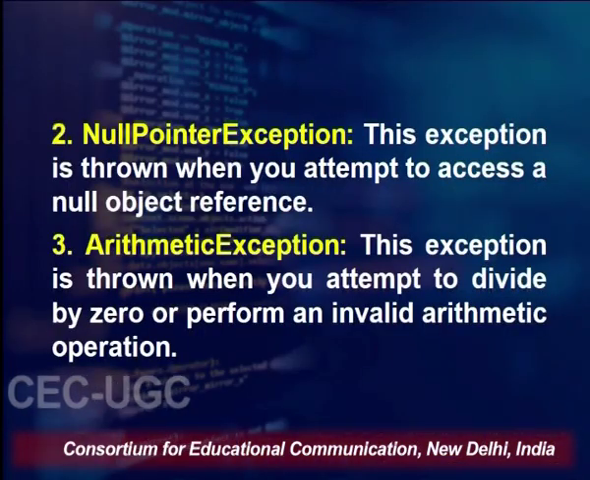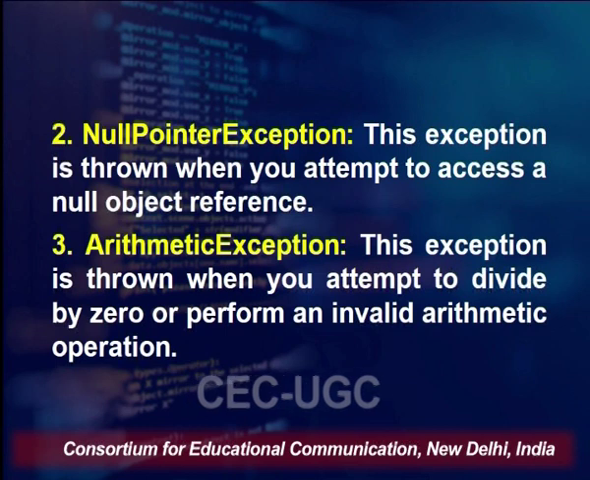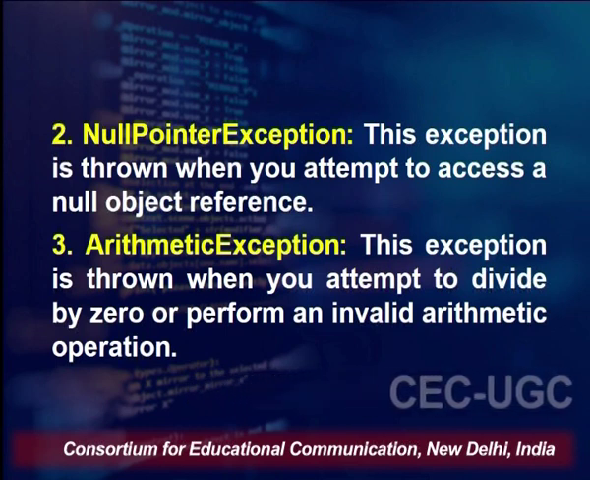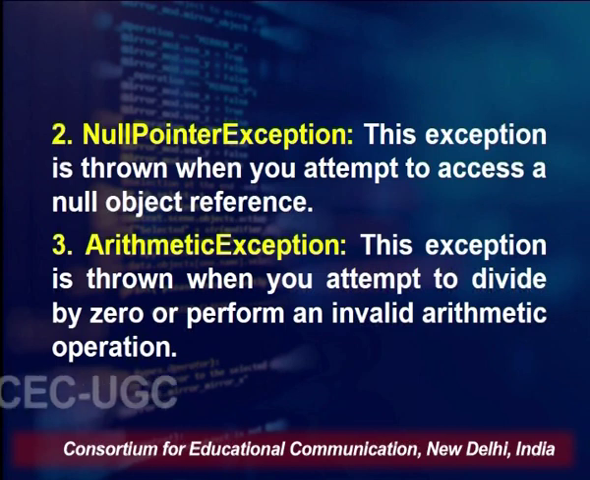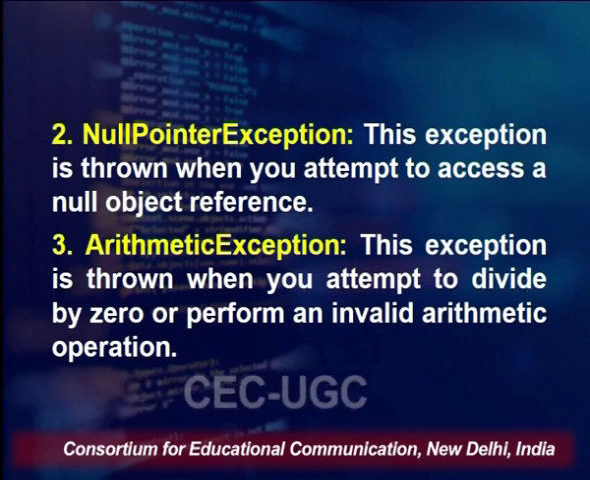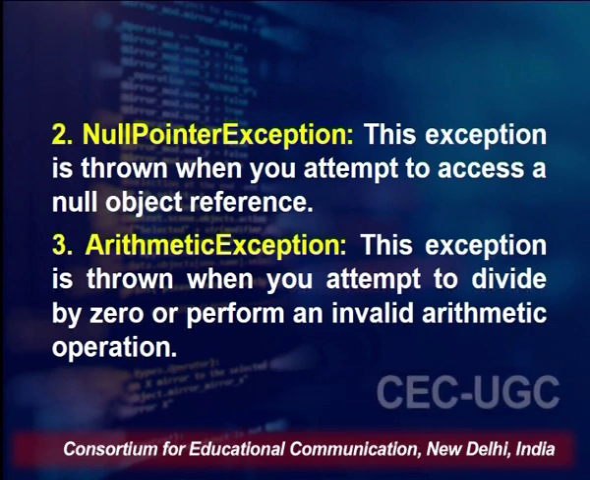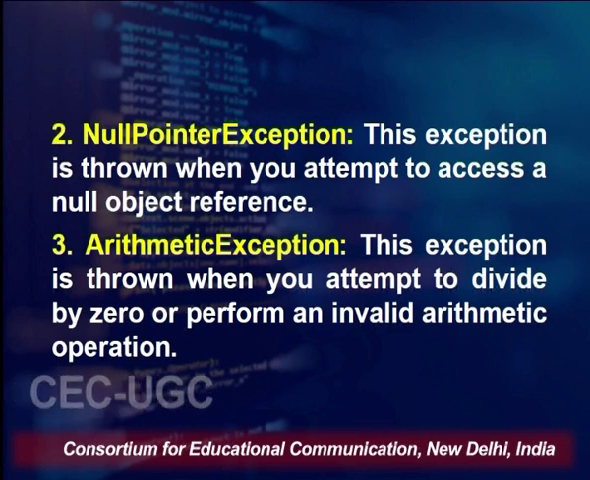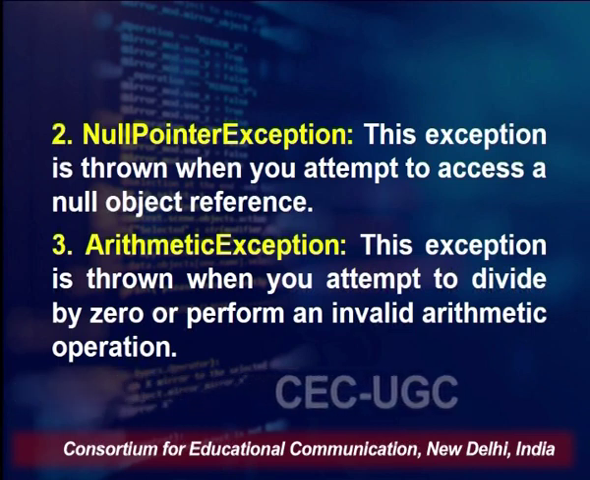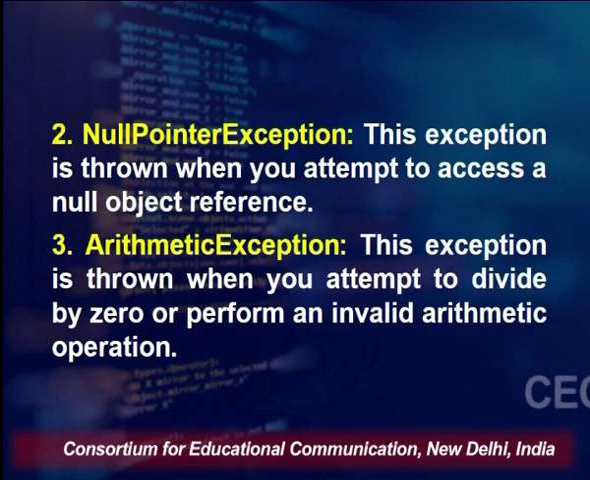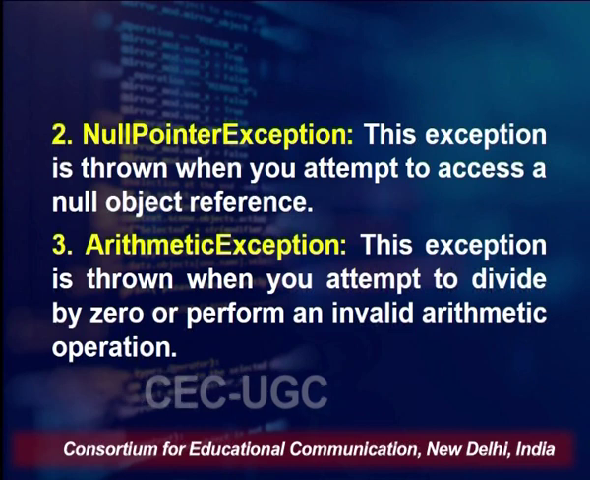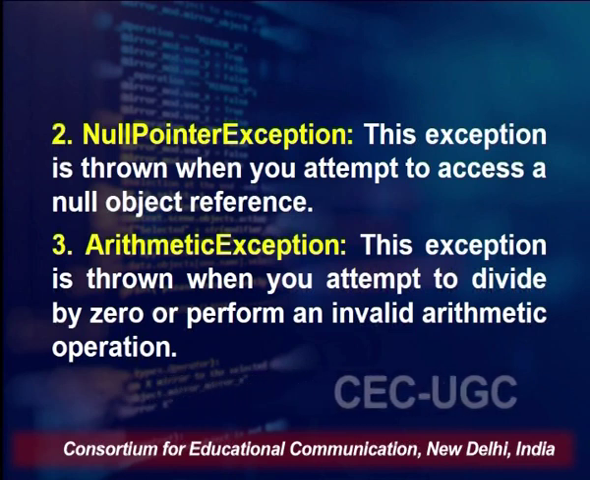Another exception in this line is the null pointer exception. This null pointer exception is thrown when someone attempts to access a null object reference. That means the object has a null reference, and the programmer wants to access that null object reference.